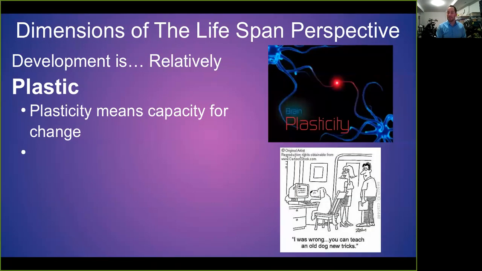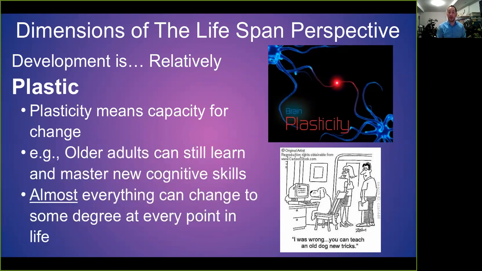So development is relatively plastic. So at any time in development, we can change in different ways. So like I mentioned, older adults can still learn and master new cognitive skills. Almost everything, not everything, but almost everything can change to some degree at any point in the lifespan. And that's what development is all about, is looking at what is the average change over time, what is growing, what is shrinking, what are our capacities to learn and develop and grow during time.